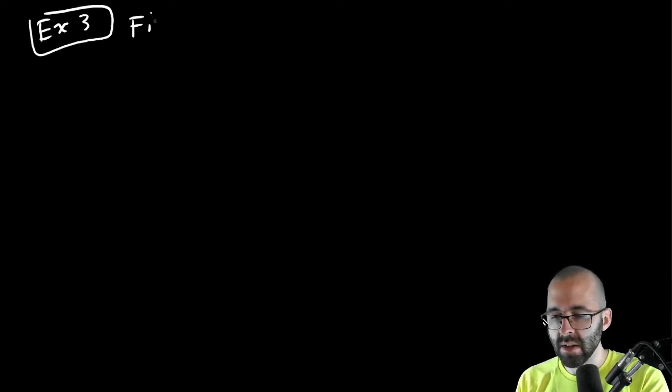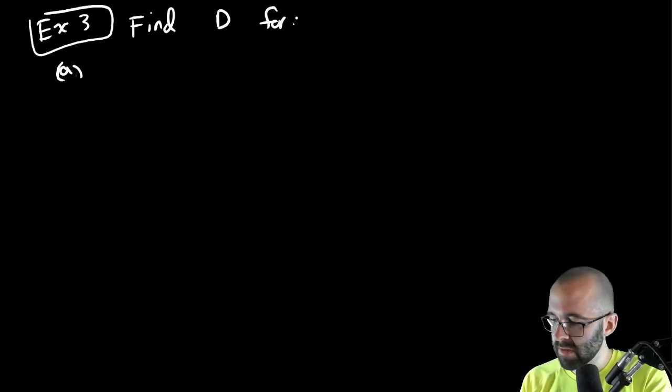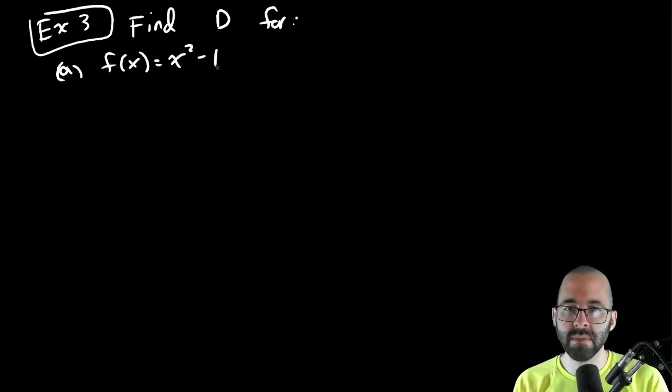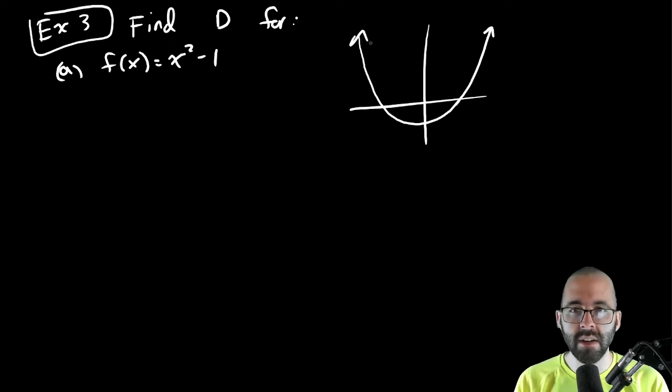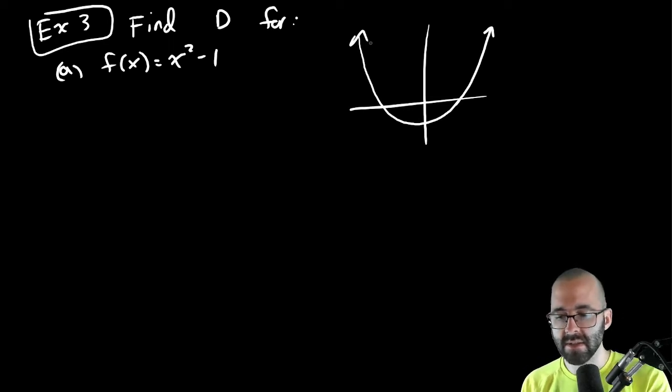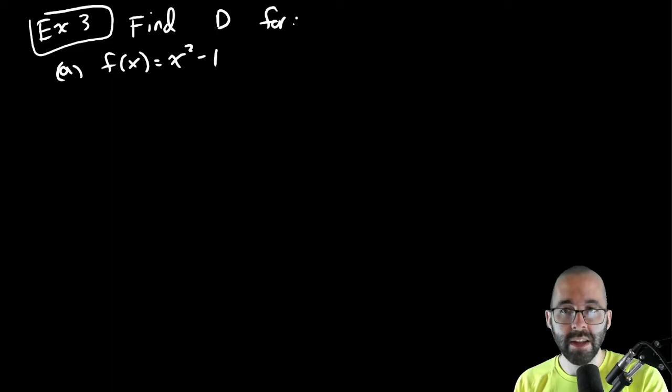Example 3. Find the domain for the following problems. Let's start with f of x equals x squared minus 1. This is a parabola. Okay. Later on, you're going to get a little bit more comfortable with graphing, and you could identify that if we graphed it, it would look like this. But we're not really there yet.